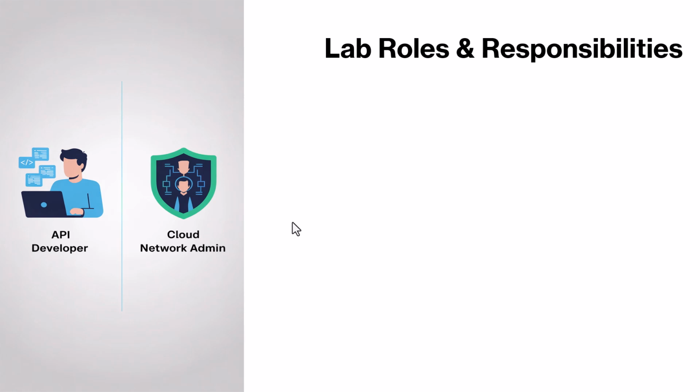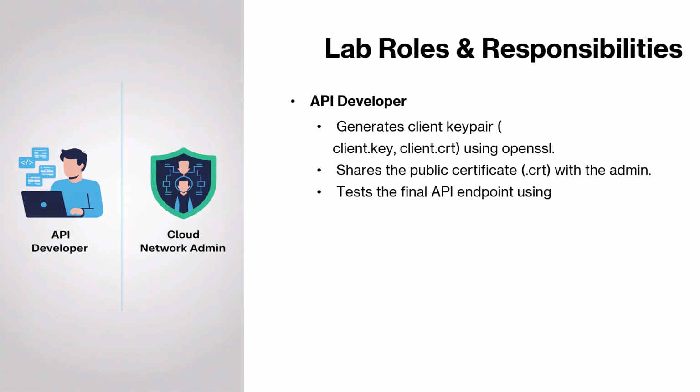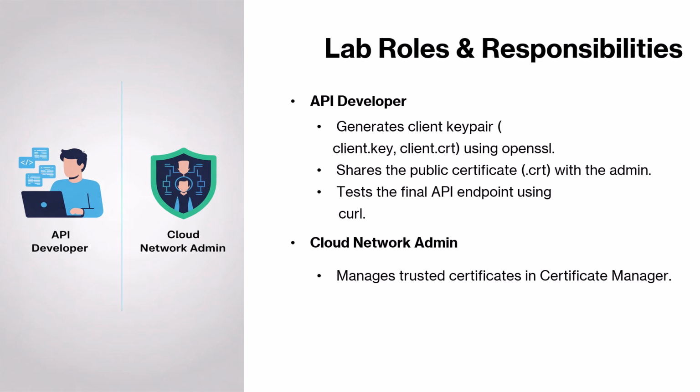So, what are the lab roles and responsibilities? To simulate a real enterprise environment, we will be playing two roles. First, the API developer, whose job is to create the client-side credentials, the key and certificate, and later test the connection. Second, the cloud network admin, who is responsible for the powerful backend configuration, managing the trusted certificates, and configuring the load balancer to enforce our security policy.